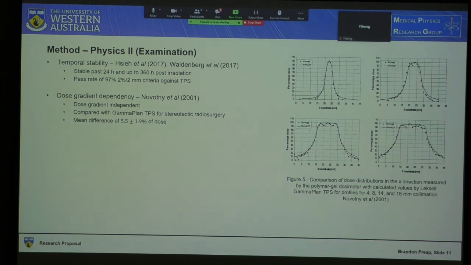And this was assessed against a gamma plan TPS, and the mean dose was around 5.5%, plus or minus 1, plus or minus 2 for dose. So here, they tested the profile on the x-coordinate at the maximum depth dose, and then normalized the dose, or the maximum dose, on the y-axis.